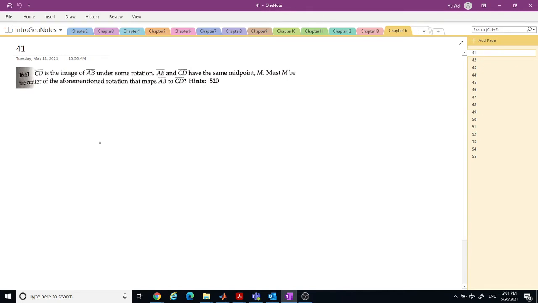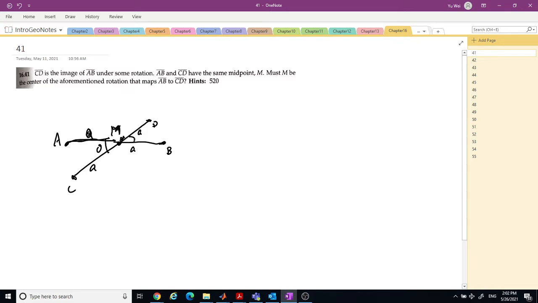Okay, so CD is the image of AB with some rotation. There is a rotation angle and they share the same midpoint. So this is AB, this is CD, and this is the rotation, and they share the same common midpoint. Now CD has length 2a, and AB length is also 2a, right? So we want to see that M is the rotation center, right?